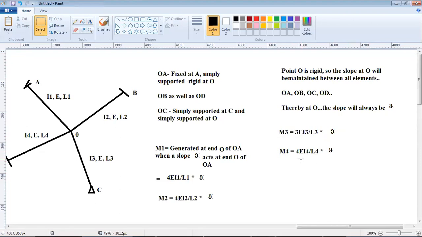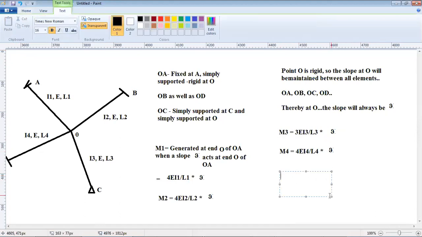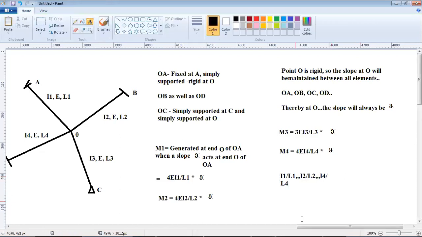So now if I have a look at this, in every case you have a ratio on the right side, like I1 by L1. Similarly you have I2 by L2, I3. Now if you have a look, let's first take these ratios, I4 by L4. They're one sort of ratios.